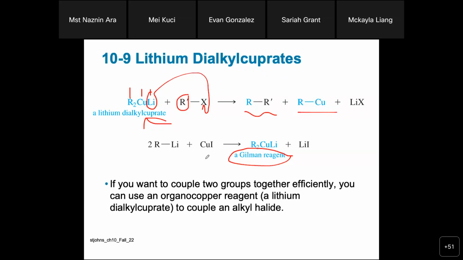And then again, they can react with copper iodide. I see. So then they make this R2Cu. This is called the Gilman reagent. So that means the Gilman reagent can form by the reaction of these two, and this is our Gilman reagent, and they can react with this type of alkyl halide to form the alkane, copper alkane, and lithium halide. Remember and practice.